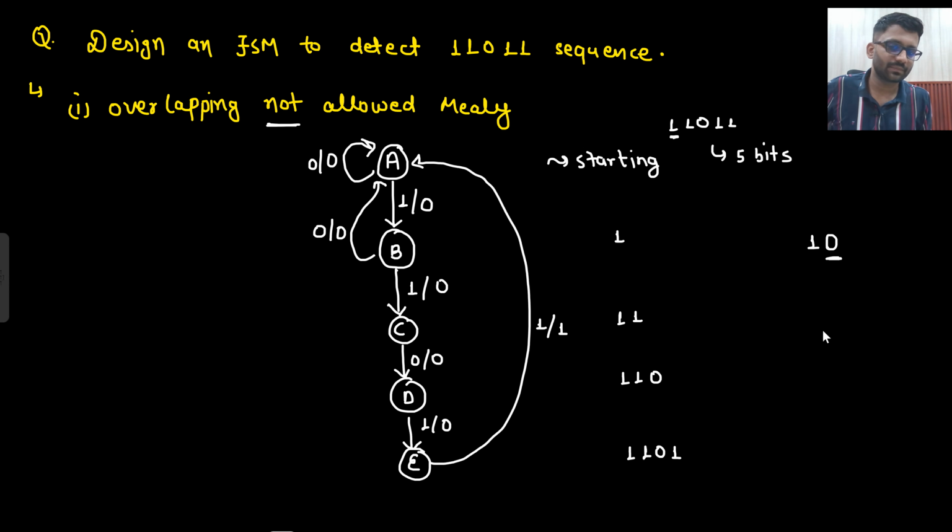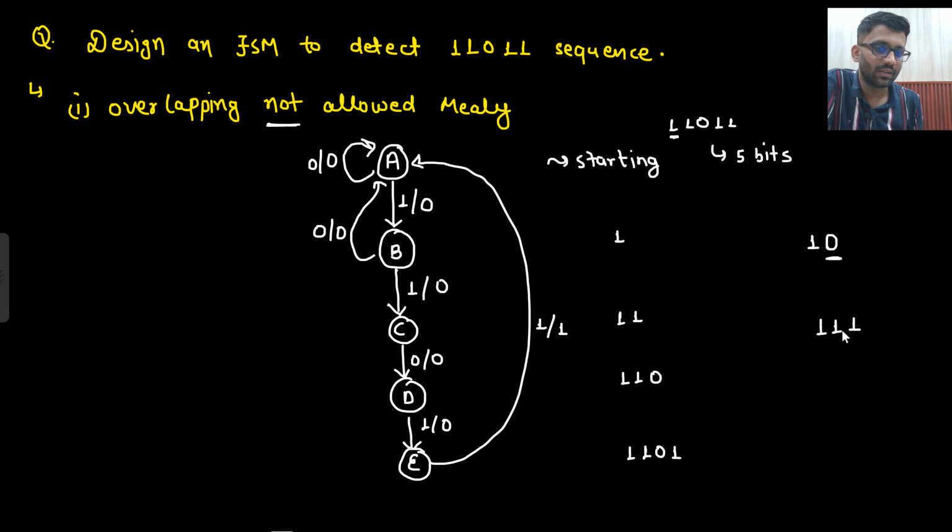What about C? In case of C, if I get 0, then I will go to the next state, that is D. That I know. But if I get 1, then where will I go? What do you think? Will I go to A, or will I go to B, or will I come back to C only? If I get 0, I am proceeding. If I get 1, then where will I go?